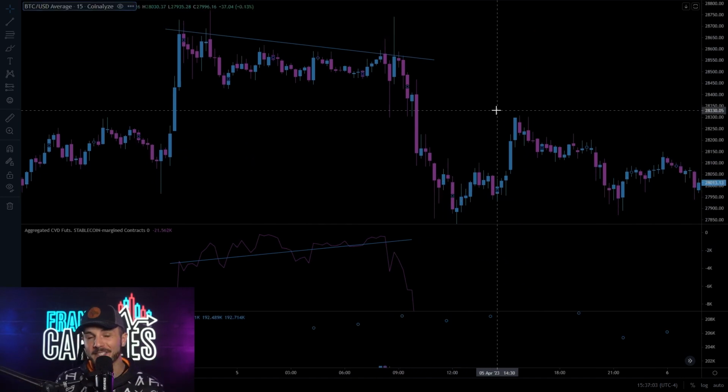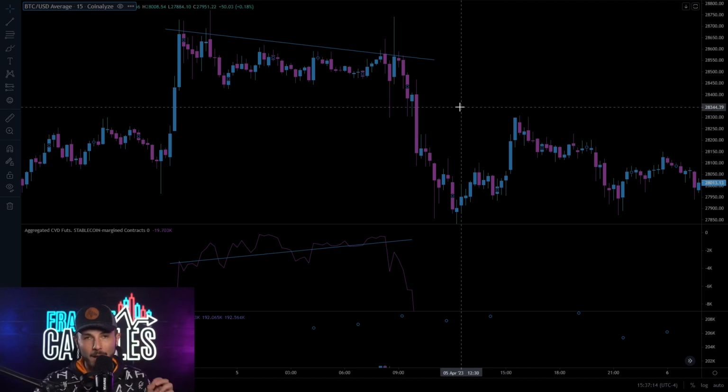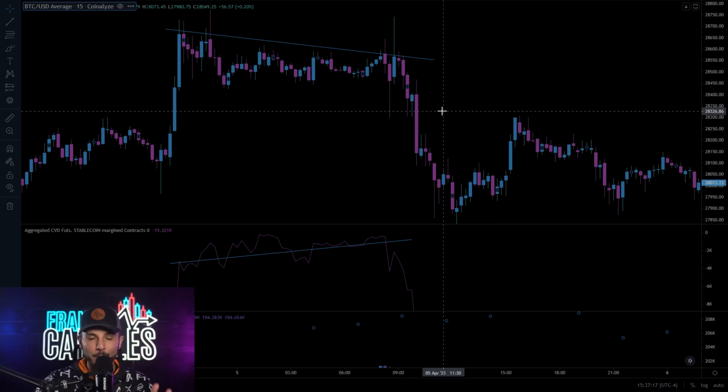So now that we have those examples out of the way, guys, let's go ahead and jump into TradingView and actually look at an example. It's actually going to be this example right here of how you can use this as a great confirmation to get into some absolute fire trades.